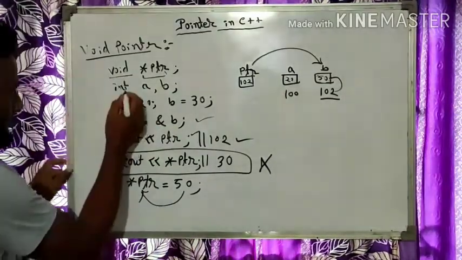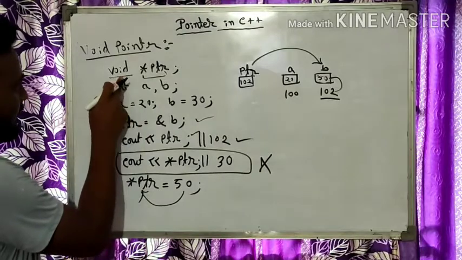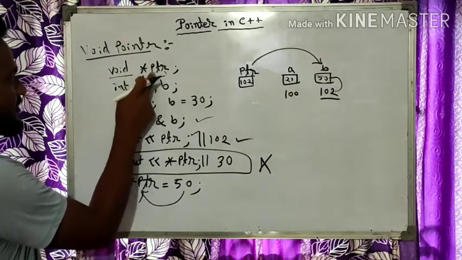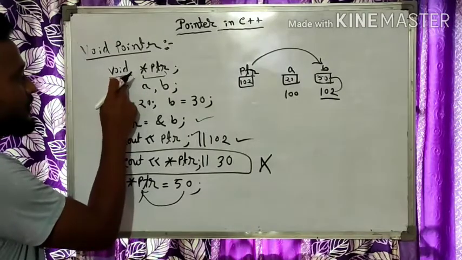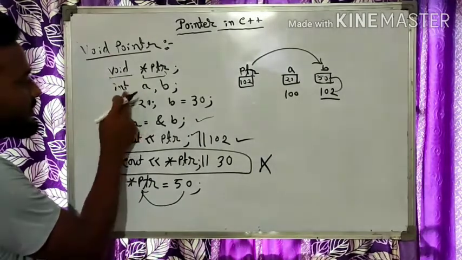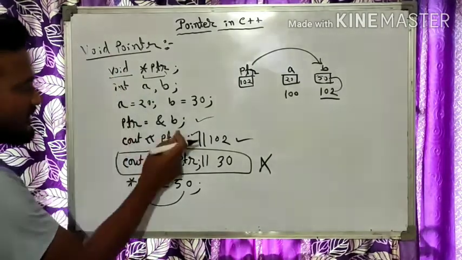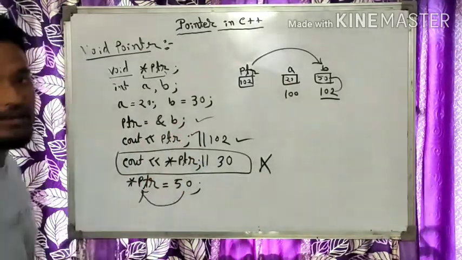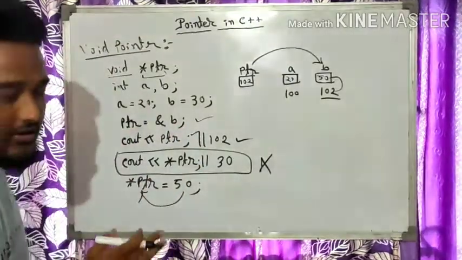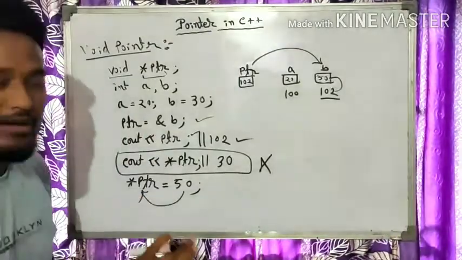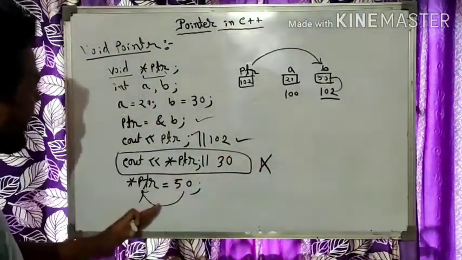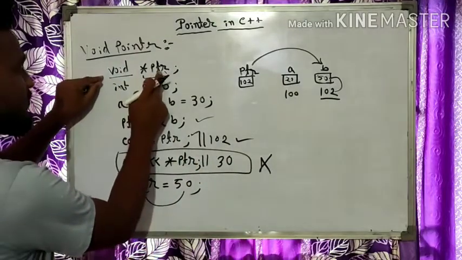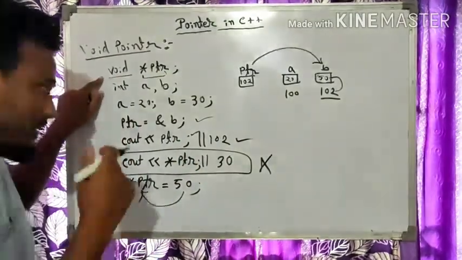But suppose you did not write the type of this pointer as void, suppose you make it float and the type of this variable is integer, then here also you will get an error, because both types are different. So the solution to that problem is to make the pointer variable void. That is clear.